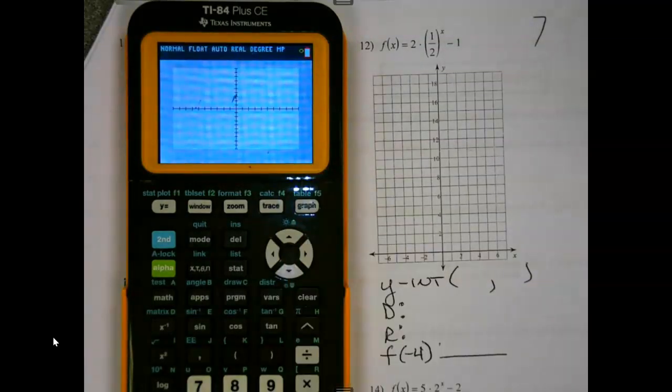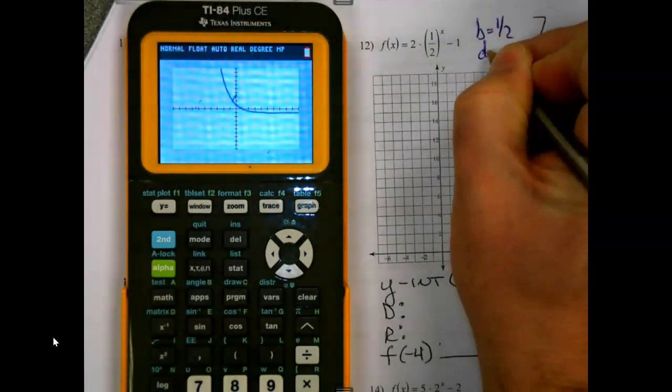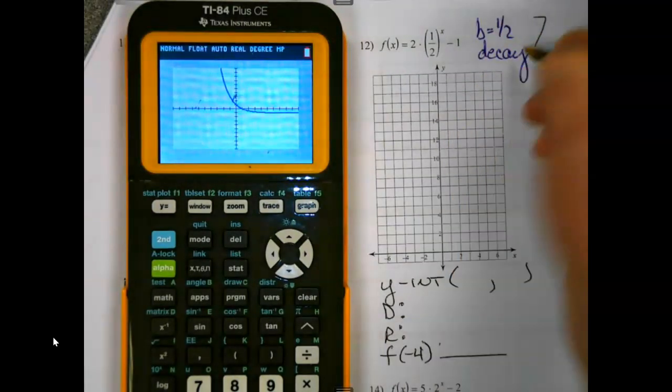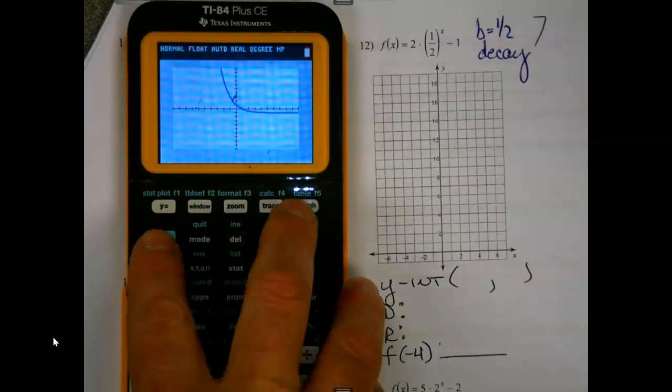So I hit my graph. And this time when it comes in, it's not going up to the right. It's coming down because my b value is 1/2. And when we're under 1, it's decay. So that number we're taking to the x power will always give me an idea of what my picture should look like. And so I get here, and I'm like, okay, let's pull up the chart.